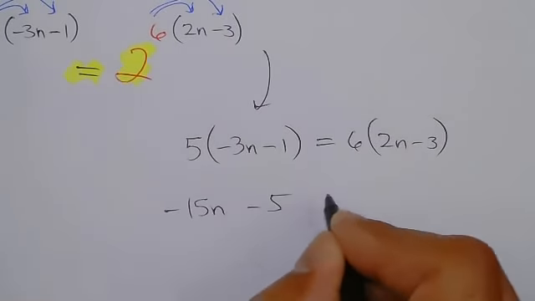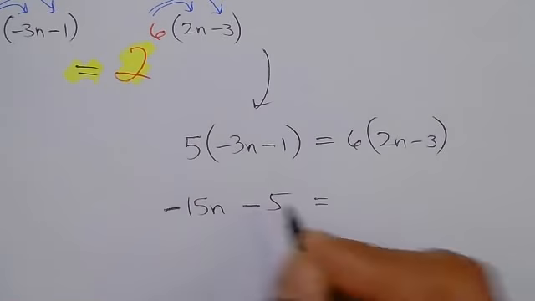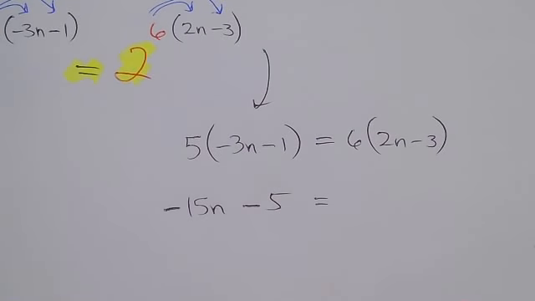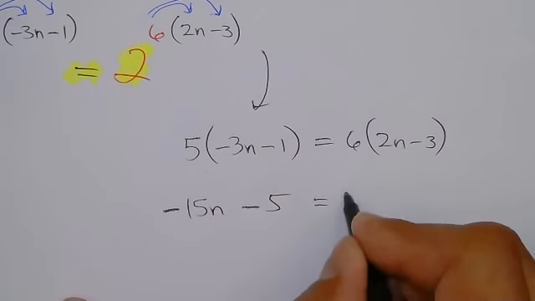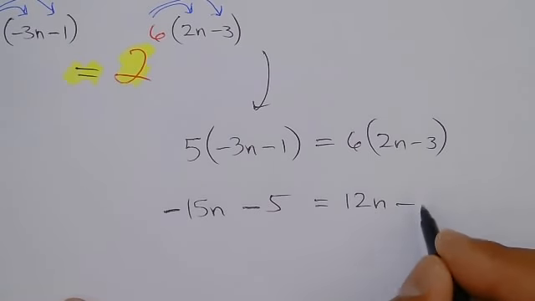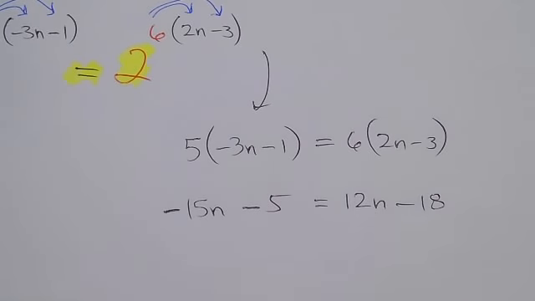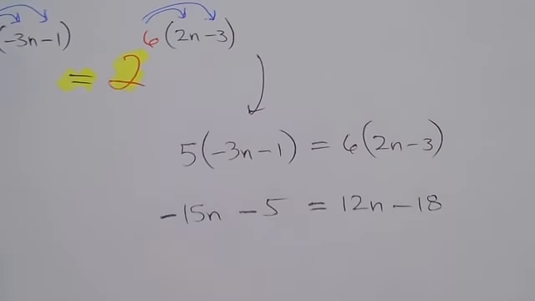All right. What are you going to get? Negative 15n minus 5 is equal to 12n minus... Good, don't mess up there. Because if one of these numbers is wrong, then it's not going to come out.